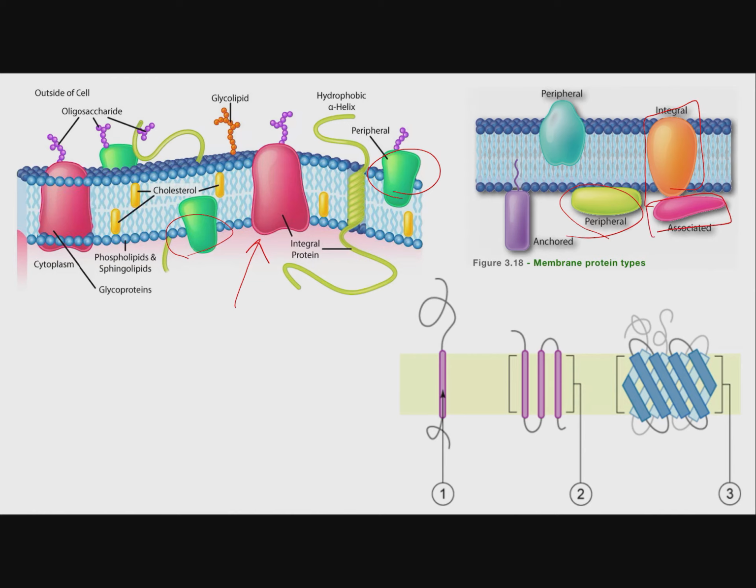Associated proteins are proteins that actually don't attach to the bilayer at all. They attach to proteins that are attached to the bilayer. So either those peripheral or integral proteins. Anchored proteins, these are those that can be sort of part of their, remember we said that some of the fatty acids can serve as anchors. These fatty acids can very easily go and embed into these lipid bilayers.